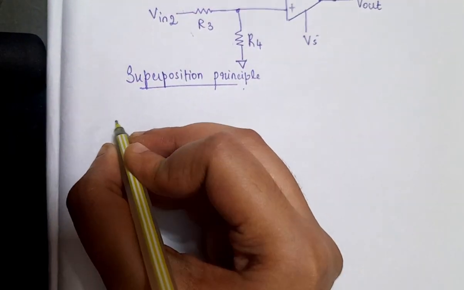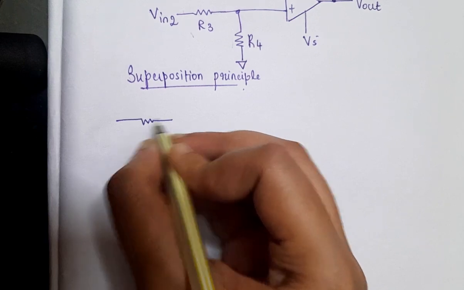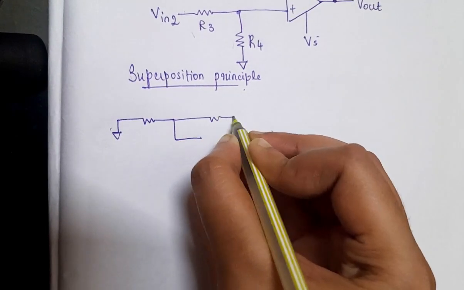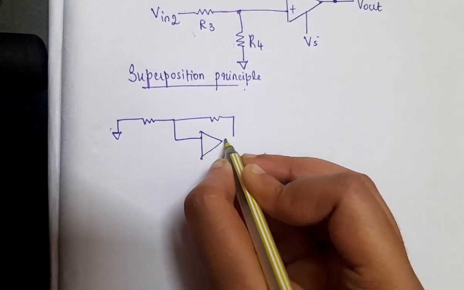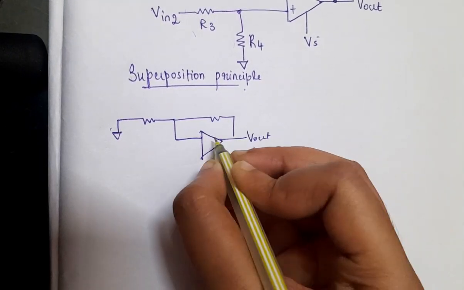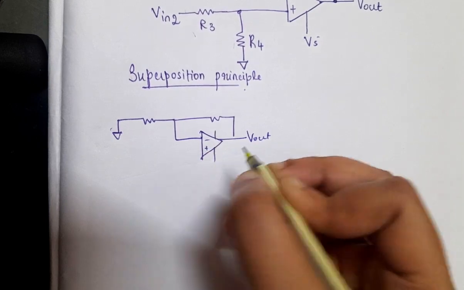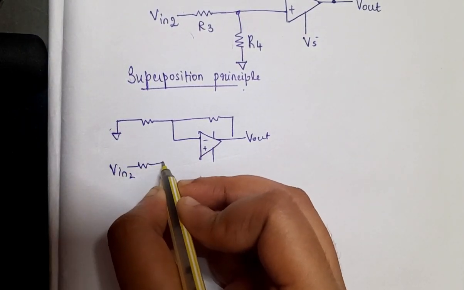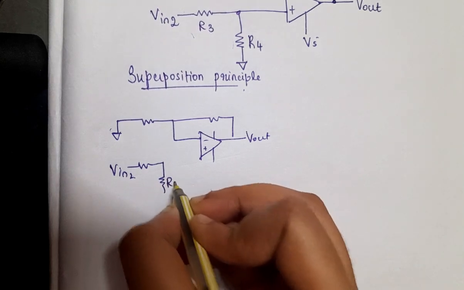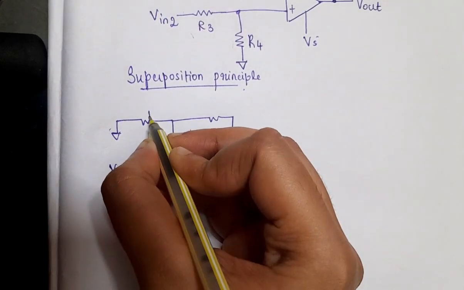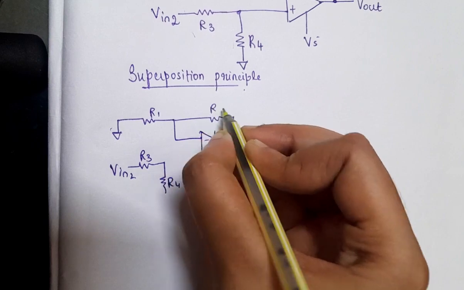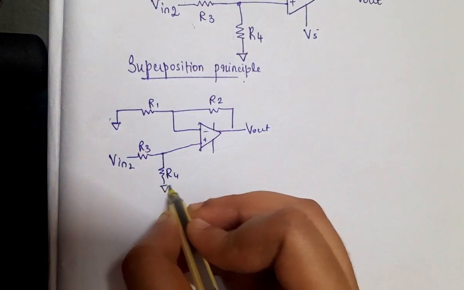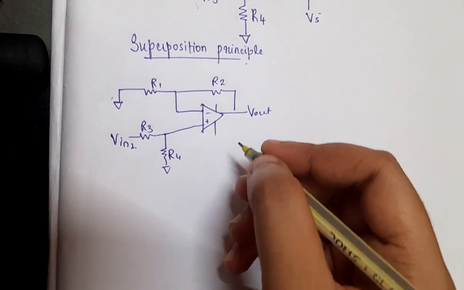Let me redraw the circuit. By considering the single voltage sources, I am grounding one of the voltage inputs, that is grounding Vin1. I am redrawing the circuit. Only Vin2 is given now, R3 and R4, here R1 and R2. This goes to the non-inverting terminal. So this is the circuit.